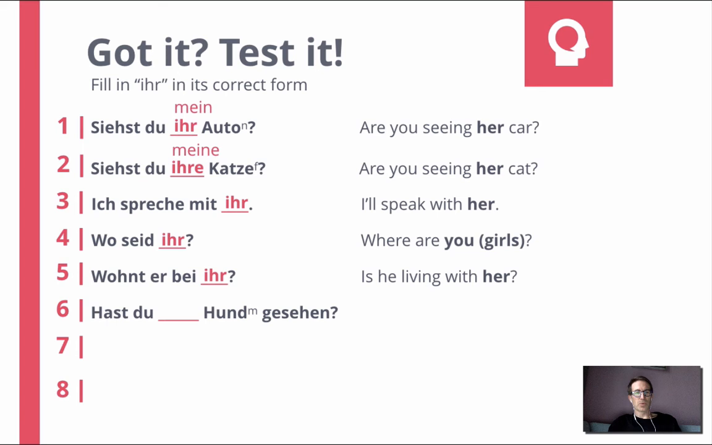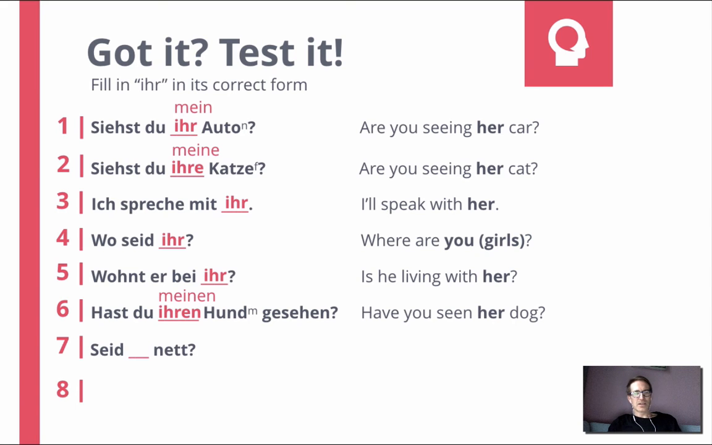Number 6. Hast du Hund gesehen? Have you seen her dog? Or their dog? Well, we have a noun following the gap, the ihr, so we can apply the mein strategy. So how would you say, have you seen my dog? Hast du meinen Hund gesehen? It's meinen Hund because Hund is masculine, and if you see something, it is accusative always. So if you say meinen Hund, how would you say, have you seen her dog or their dog? Ihren, same ending.